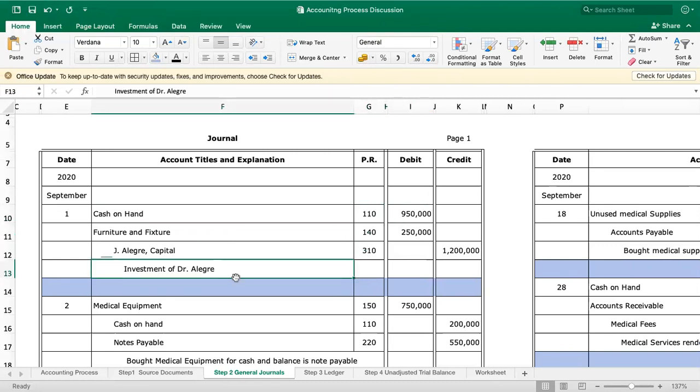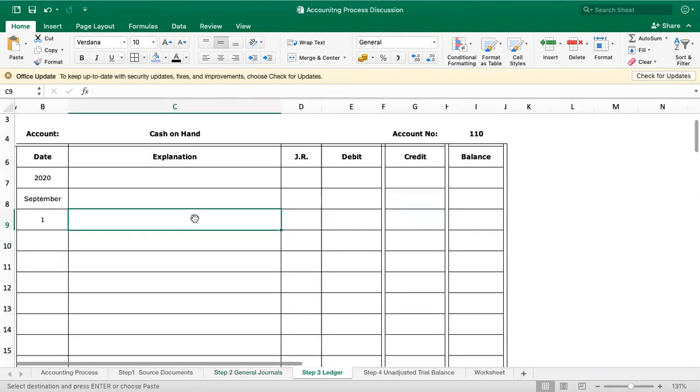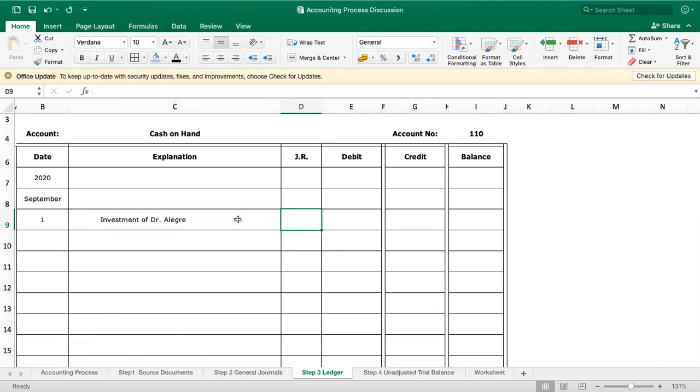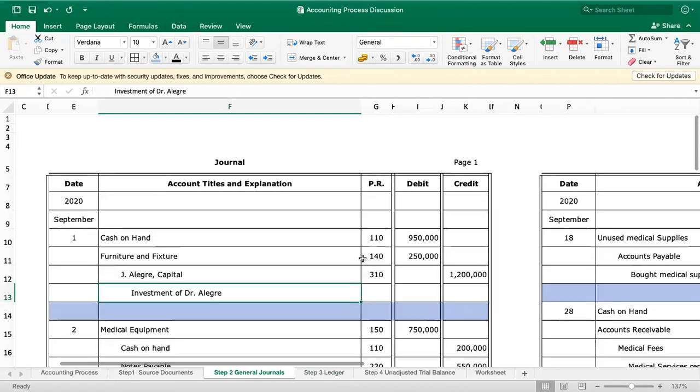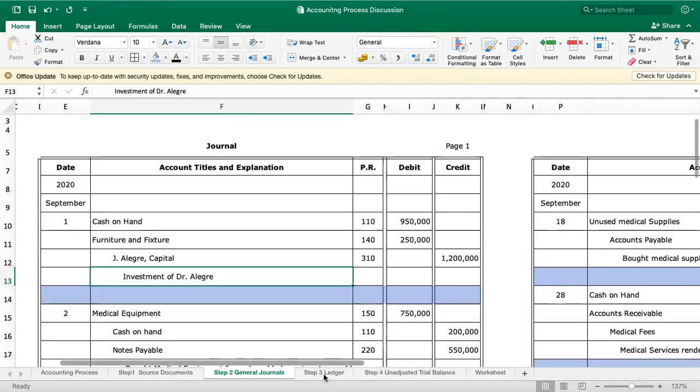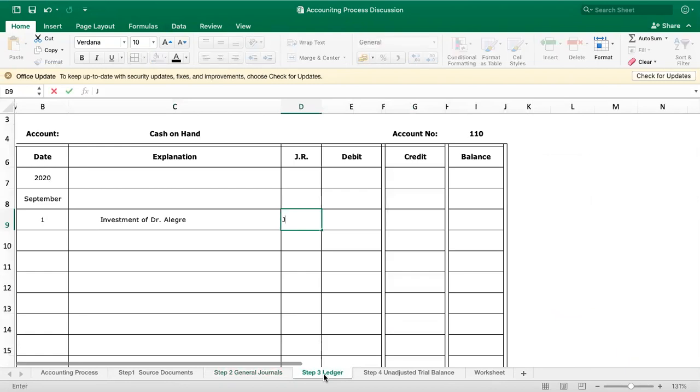What type of transaction is it? What's the explanation here? That's the investment of Dr. Alegre. So let's copy this one and transfer it here: investment of Dr. Alegre. Then the journal reference, that's on page 1. So journal reference, page 1, or journal page 1, or you can write page 1.